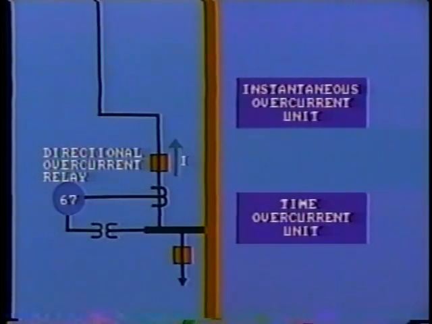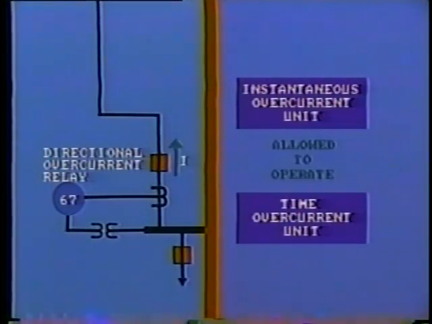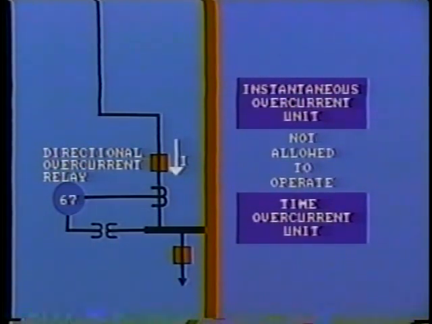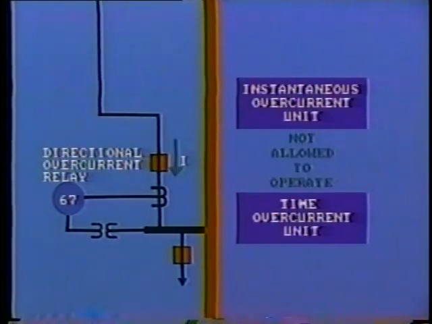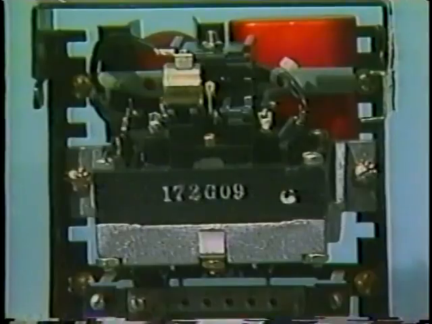When current flows in the tripping direction, the directional element allows the overcurrent relay to operate. When current flows in the opposite direction, that is the non-tripping direction, then the directional relay will prevent operation of the overcurrent relays, both time overcurrent and instantaneous. Obviously, the actual tripping and blocking directions can be reversed by simply changing the polarity of the connections.